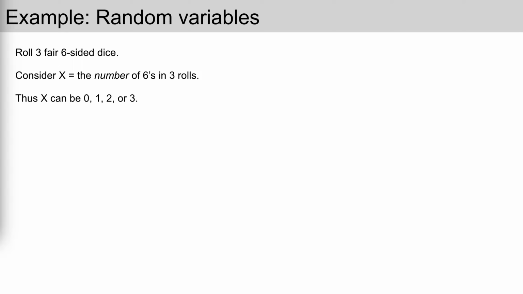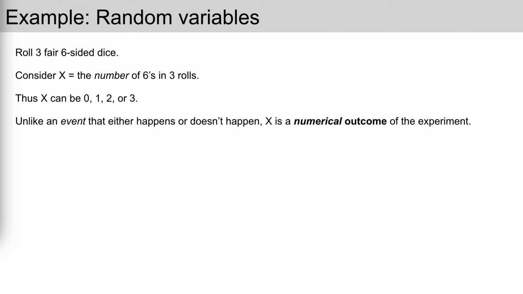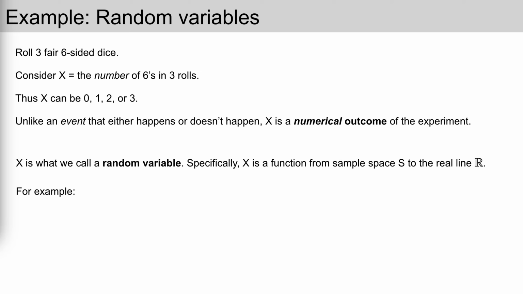Consider another point of interest about the experiment. Let X be the number of 6s that we observe in 3 rolls. Since there are 3 rolls, we might observe 0 6s, 1 6, 2 6s, or 3 6s. That is, X can be 0, 1, 2, or 3. Notice then that unlike our events A and B that either happen or don't happen, X is a numerical outcome of the experiment. In fact, X is what we call a random variable.